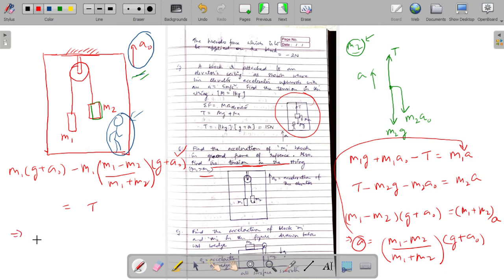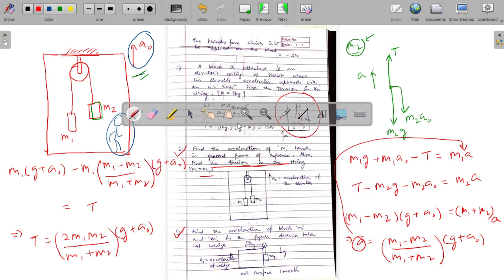So from this we would get tension T equal to 2 m1 m2 upon m1 plus m2 into g plus a naught. So this is the tension in the string which is connecting both the masses. So let us move on to the next question.